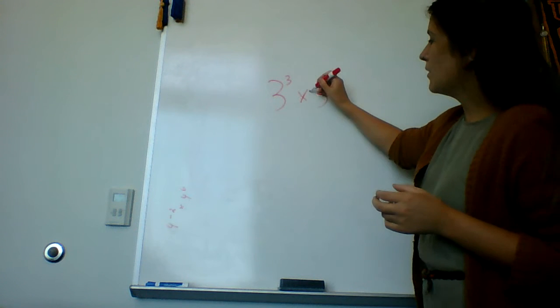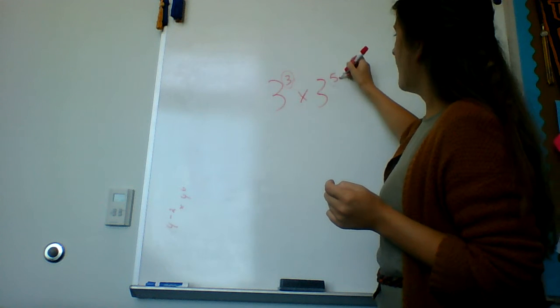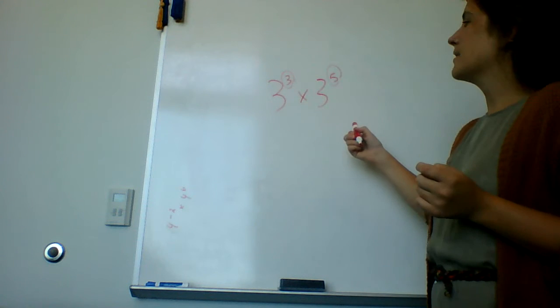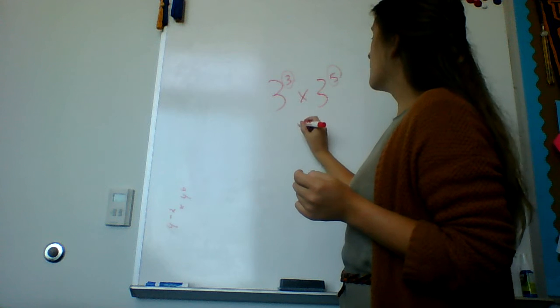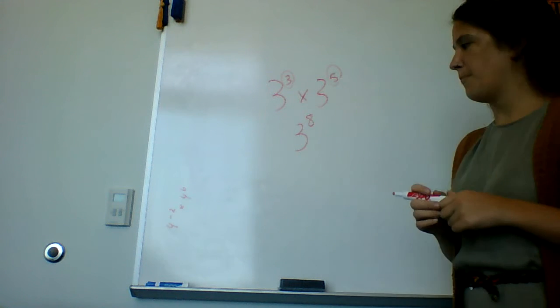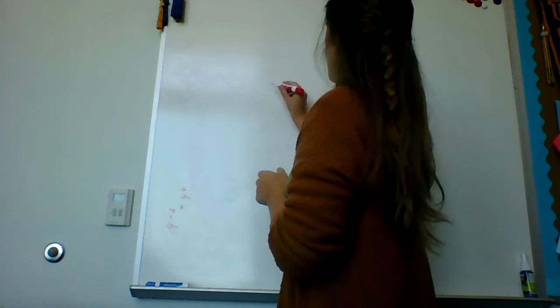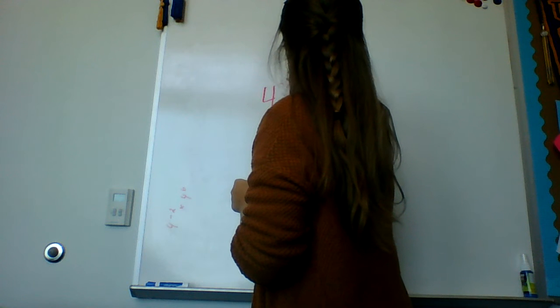I know that when I am multiplying exponents, I can add the exponent when the base is the same. So I'm multiplying, which means the base will stay 3, and I can add my exponents: 3 to the 8th power. Now I may also see something that looks like this.